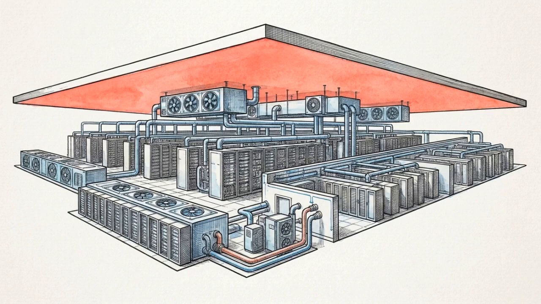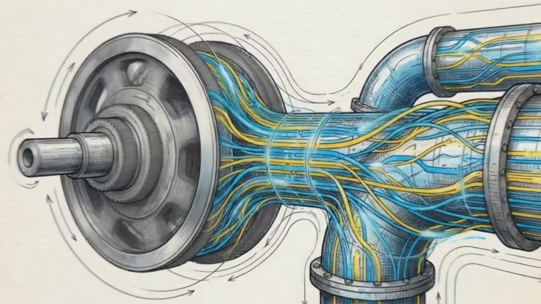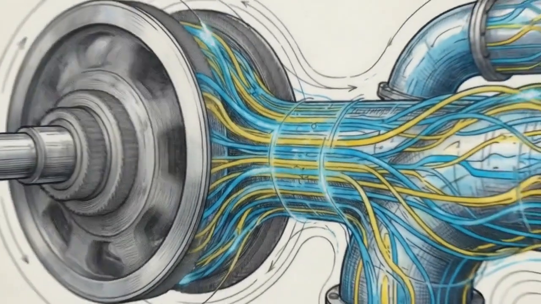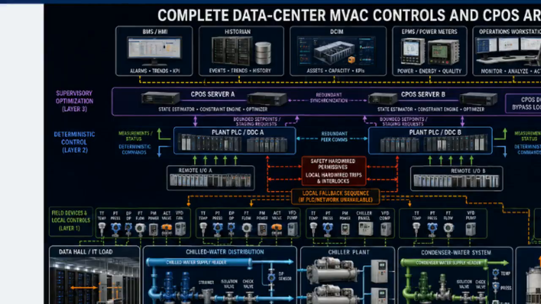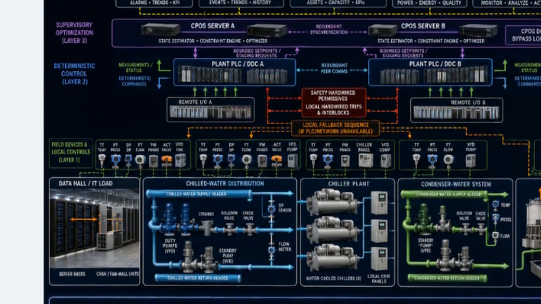The physical pipes and pumps only function because they are governed by digital control networks that dictate industrial fluid dynamics millisecond by millisecond. This controls architecture diagram maps the rigid, multi-layered hierarchy that separates hardwired equipment safety from software-driven optimization. At the base, Layer 1 contains the physical field devices, the temperature sensors, pressure transducers, and valve actuators touching the fluid. Immediately above is Layer 2, the deterministic control layer.